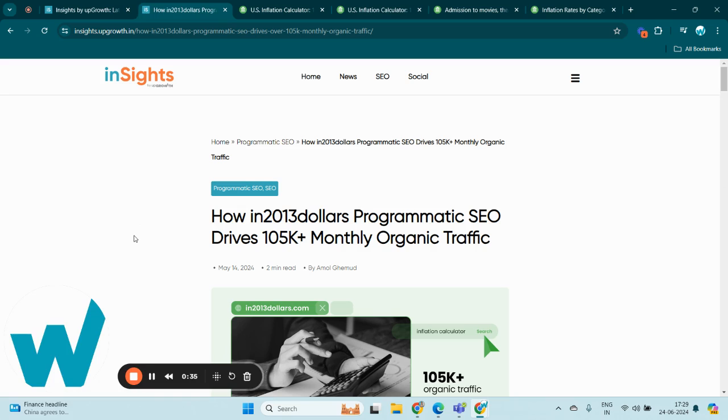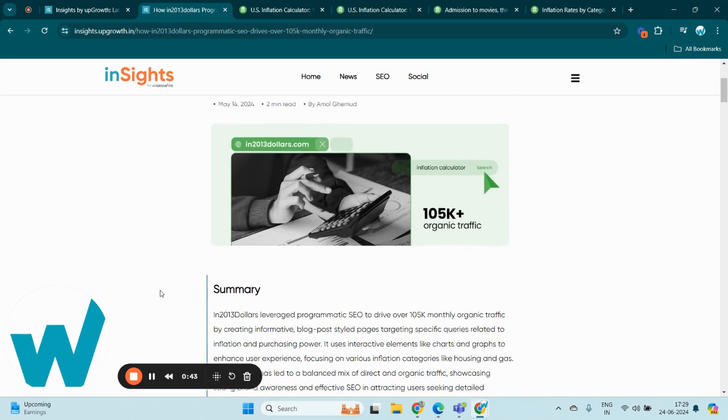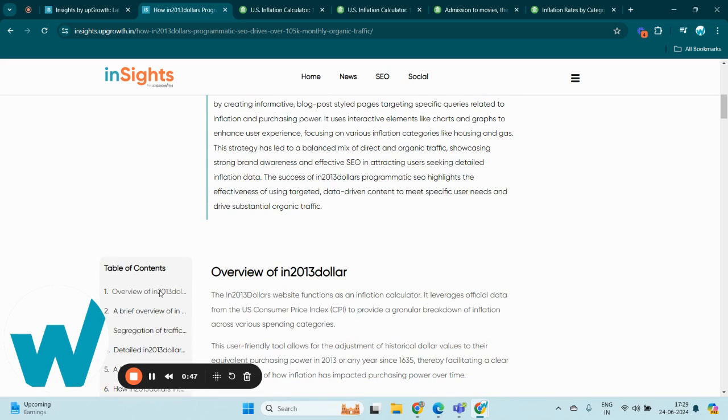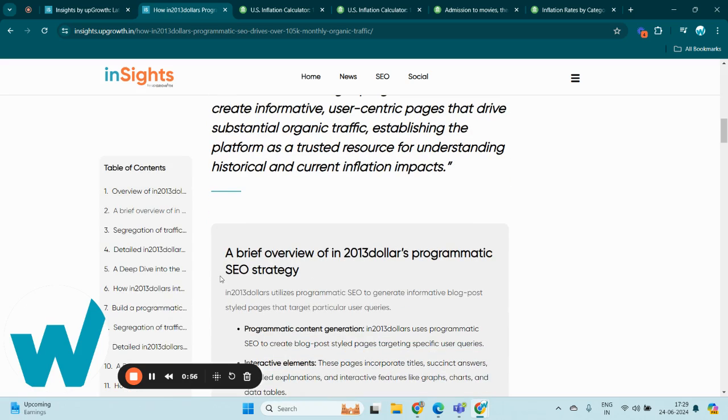So how In2013Dollars Programmatic SEO drives 105K plus monthly organic traffic. It leverages PSEO to create informative user-centric pages that drive substantial organic traffic and establish the platform as a trusted resource for understanding inflation impacts. Now here is a brief overview on its programmatic SEO strategy.